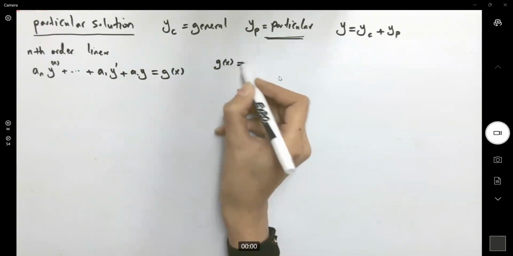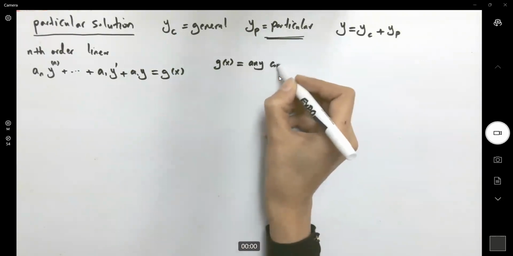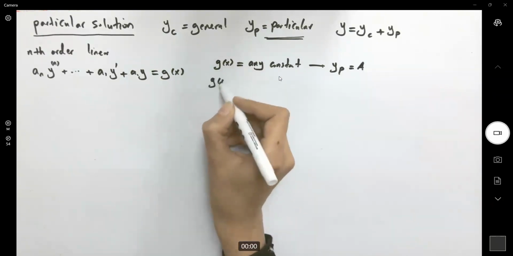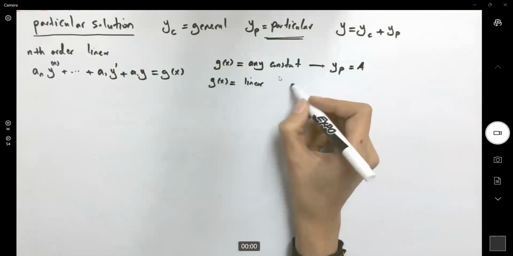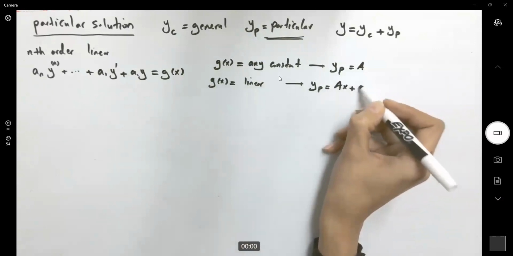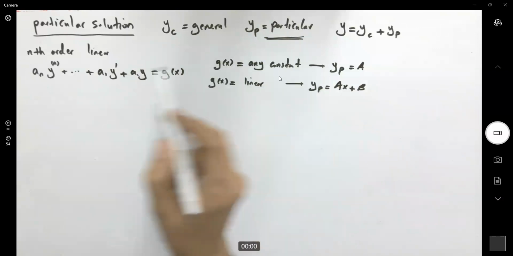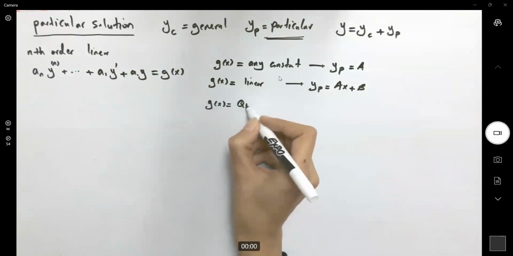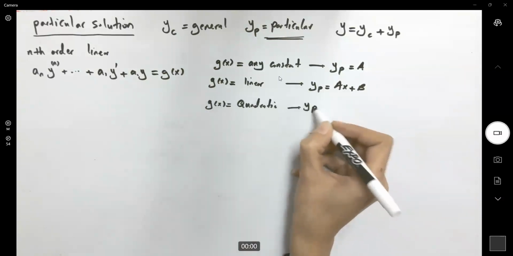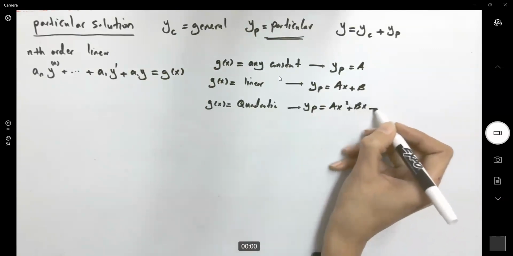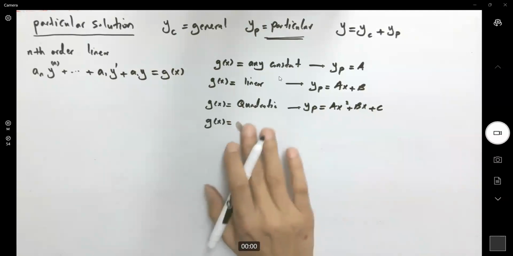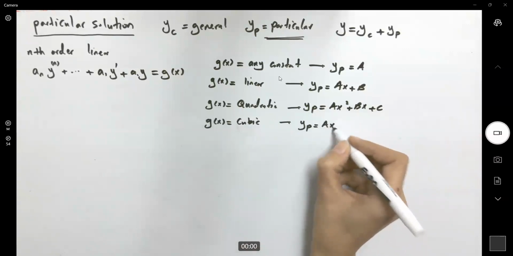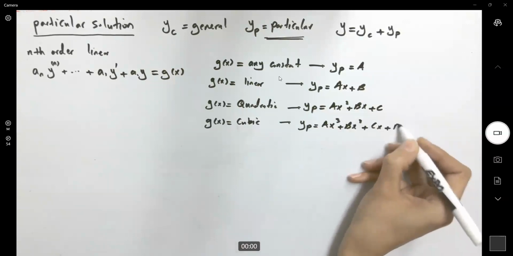If g of x is just a constant, any constant, then the particular solution is going to be written as a constant like A. If g of x is just a linear expression, then y sub p is going to be linear, Ax plus B. Then based on the information given in the question, if it's an initial value problem or so on, we can find A and B. If g of x is quadratic, then the particular solution is also quadratic, Ax squared plus Bx plus C. If g of x is cubic, then y_p is also written in cubic format, Ax cubed plus Bx squared plus Cx plus D.